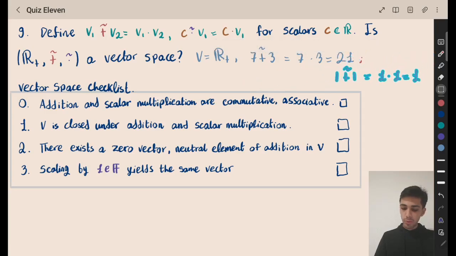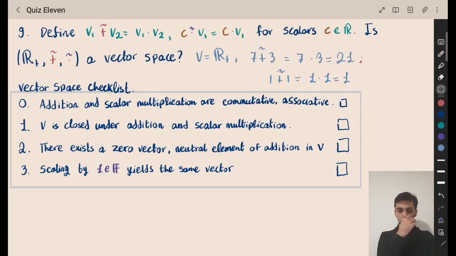Let's also note, before we proceed any further, that the scalings are coming from the real numbers. That is just something that's extra. Okay, addition and scalar multiplication are commutative and associative. Yes, this is commutative. 7 times 3 is equal to 3 times 7. Scaling is also commutative and associative. So I don't need to worry too much about this. Usually this is number 0 because nobody actually checks it.